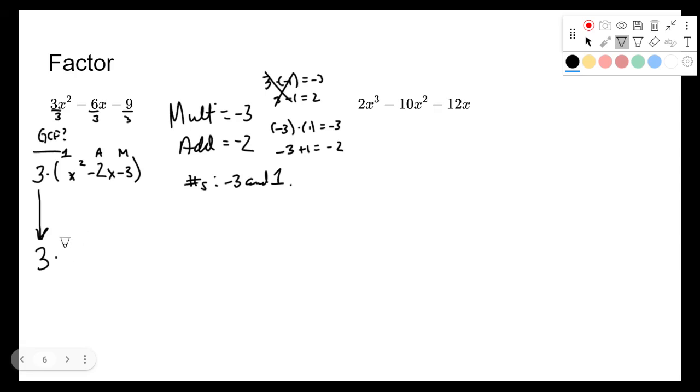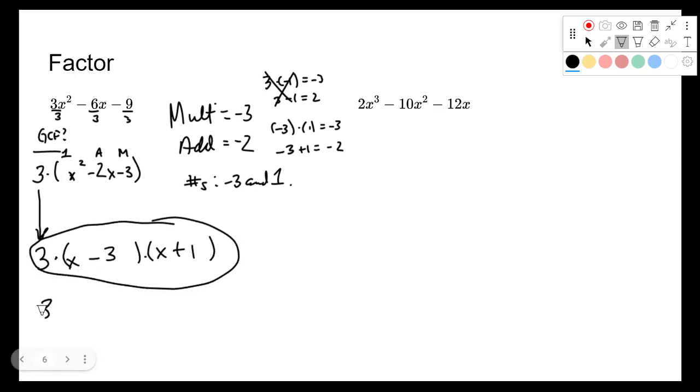Okay, so now I'm going to factor this. I need my 2 sets of parentheses. Remember, the 3 is part of the answer, but it doesn't affect what we're doing when we're trying to factor the trinomial inside. x and x, and then I'm going to fill it in: minus 3, plus 1.